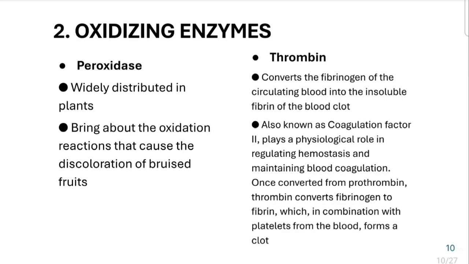Then your thrombin, it converts the fibrinogen of the circulating blood into the insoluble fibrin of the blood clot, and this is also known as your coagulation factor 2. It plays a physiological role in regulating hemostasis and maintaining blood coagulation. Once converted from prothrombin, the thrombin converts the fibrinogen to fibrin, which in combination with platelets and blood forms your clot. So, ano naman ginagawa ni thrombin?